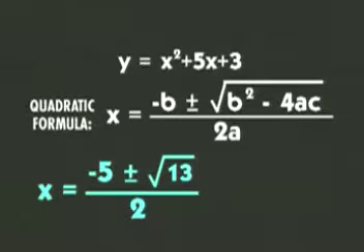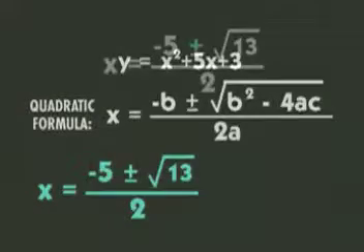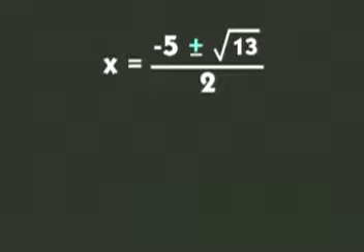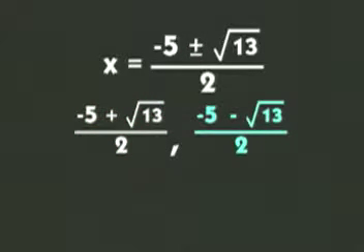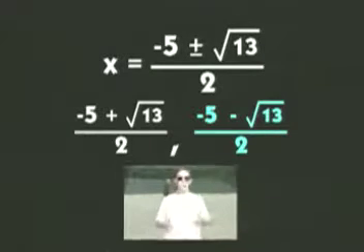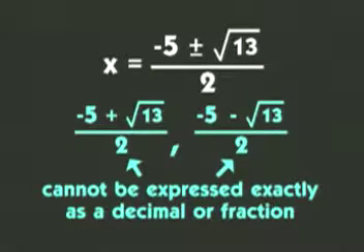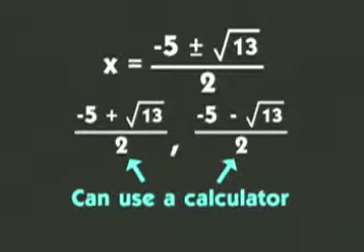Of course, that is really two answers. Using the plus part of the plus or minus sign, it is negative 5 plus radical 13 over 2. And using the minus part, we get negative 5 minus radical 13 over 2. Radical, dude! These cannot be expressed exactly in decimal or fractional form. If you want to, you can compute accurate decimal approximations with a calculator.